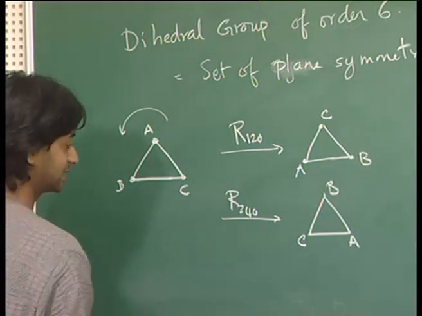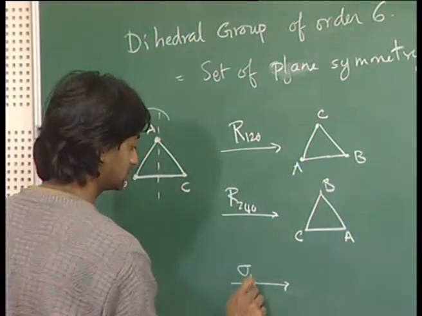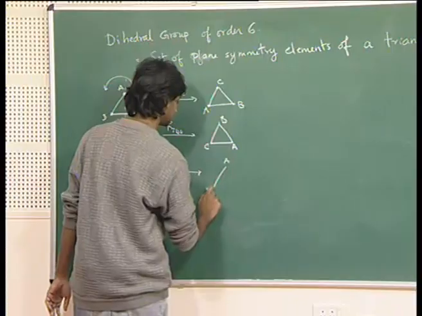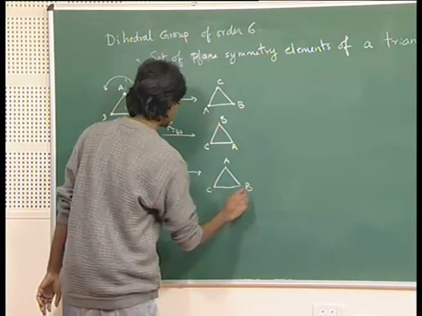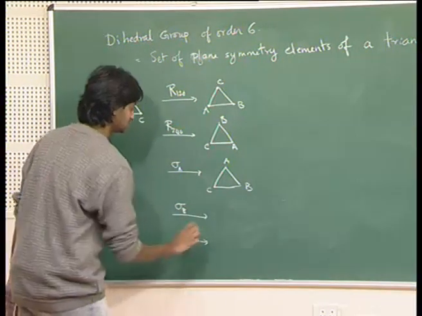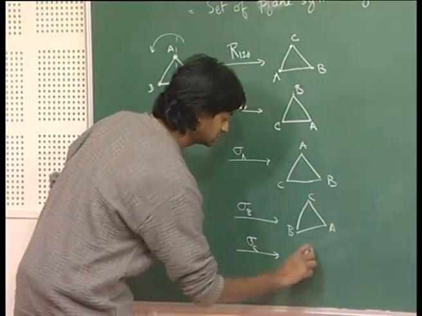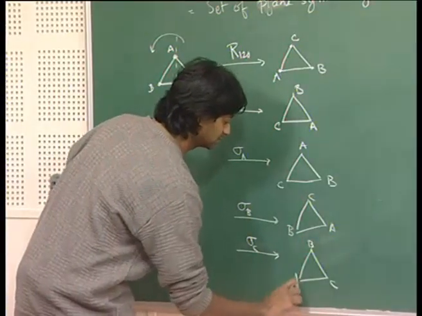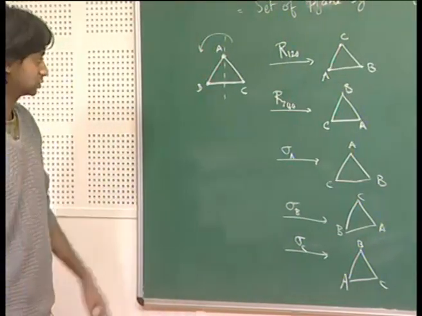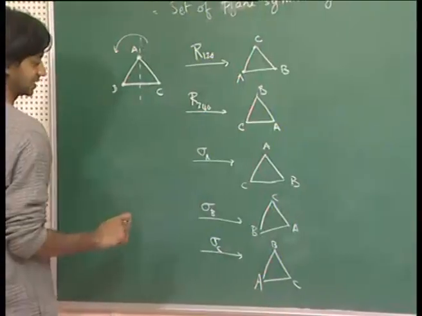Then I can consider a reflection about a plane passing through A, okay, and the midpoint of the other two. So, that will give me A, C, B, and I can consider two more reflections, sigma C, B, C, A, C, B, A. Okay. So, there are 5 operations, and then the 6th operation is the identity operation, where you do not do anything. So, there is also the identity operation.